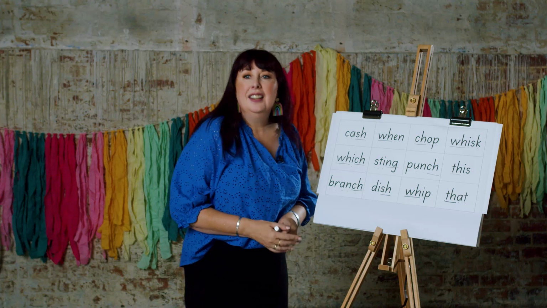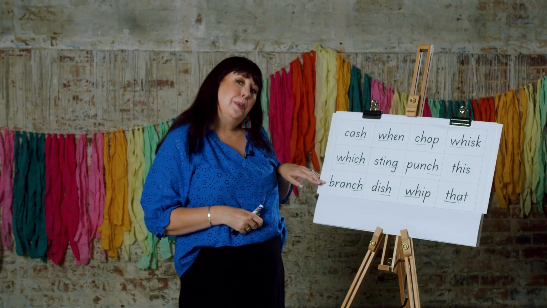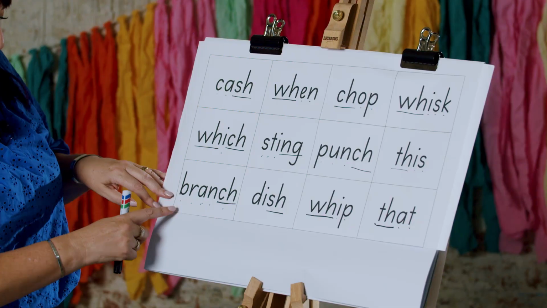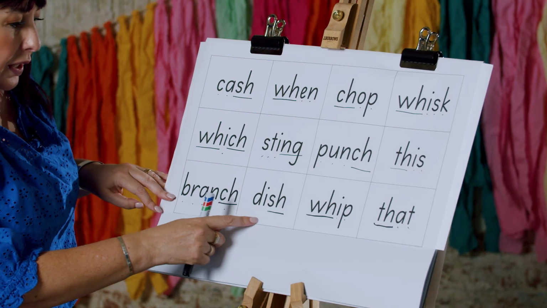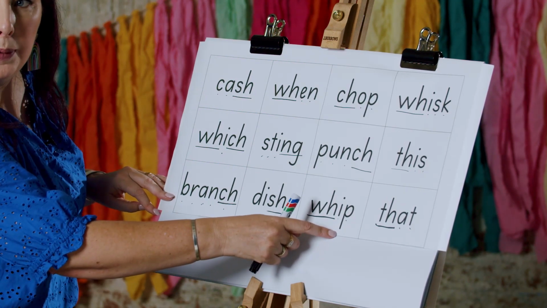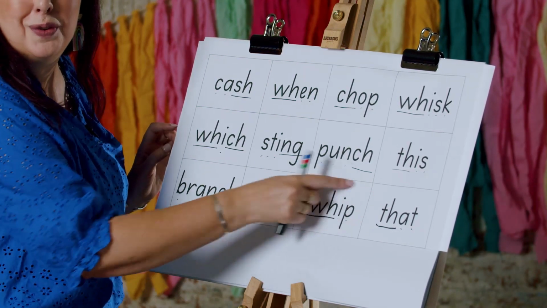Good reading. Let's have a look at the bottom row. Can you find a word in the bottom row that rhymes with slip? It's not branch, is it? Dish, whip, whip, slip. I reckon that's it. So whip, slip, they're the two rhyming words. Good job.